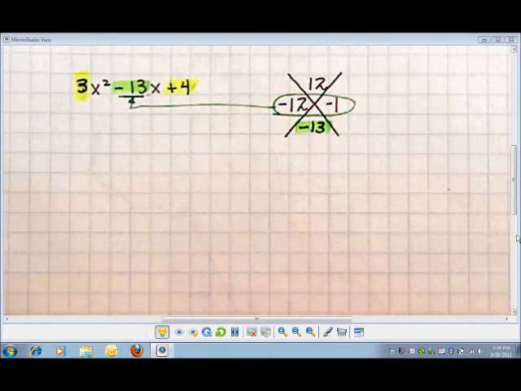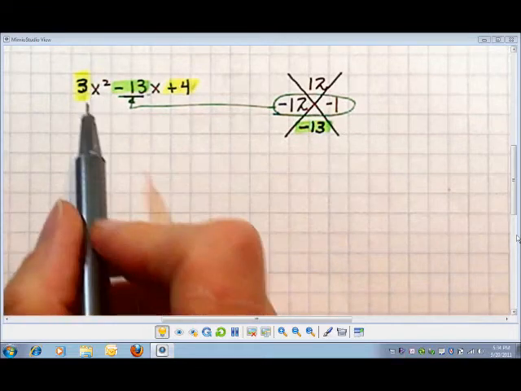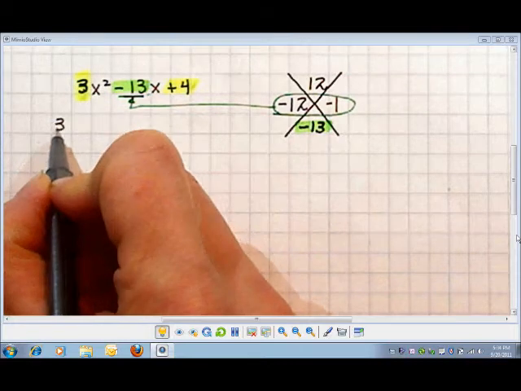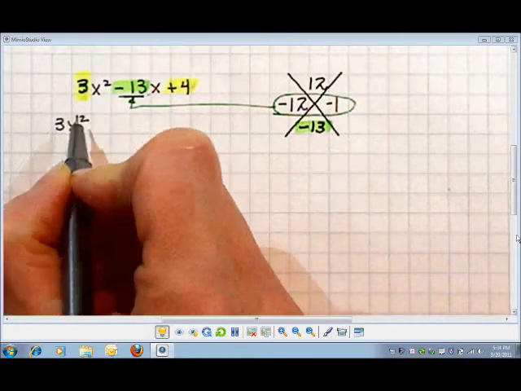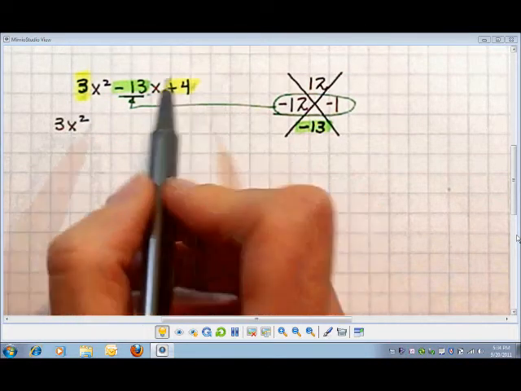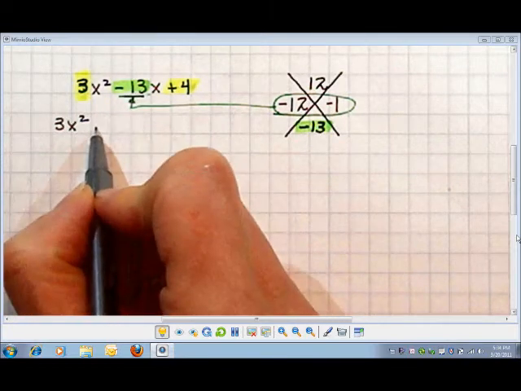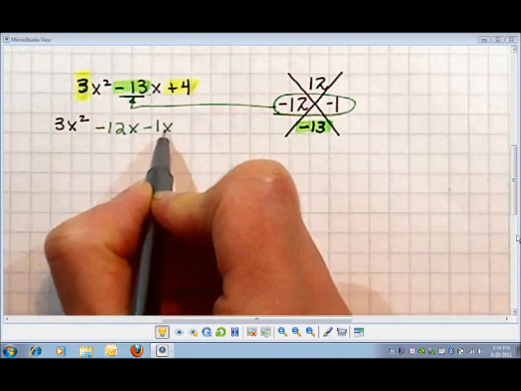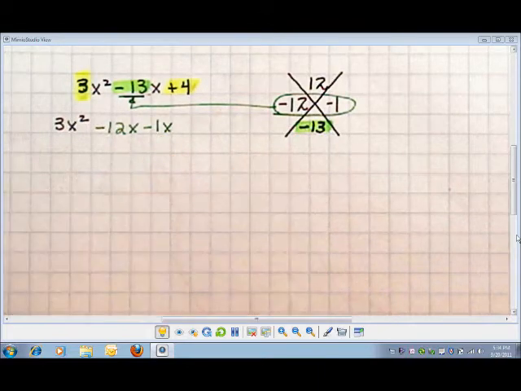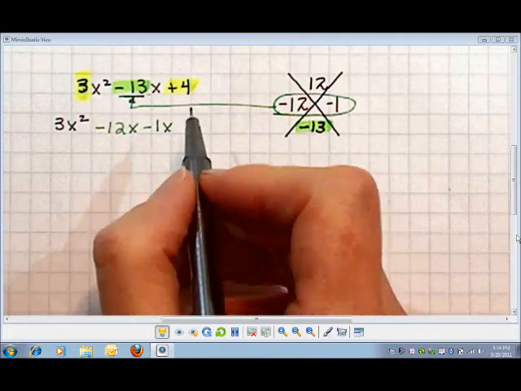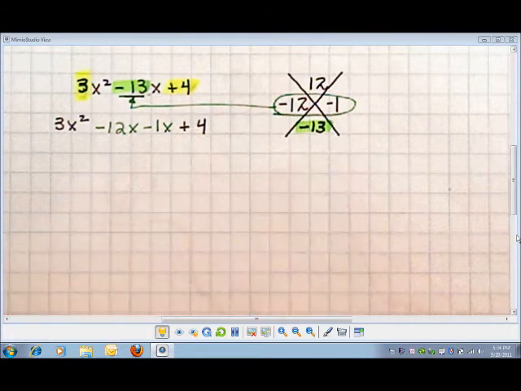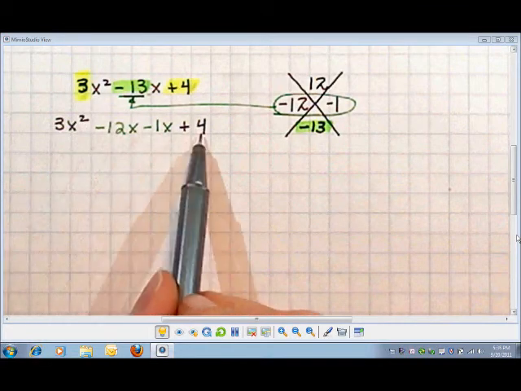So now I'm going to rewrite my quadratic by simply copying down my first term. And then instead of writing negative 13x, I'm going to write negative 12x minus 1x. I'll put that 1 there because it might be visually helpful for me. And then copy down the 4. Now I'm going to do factoring by grouping. I have 4 terms.